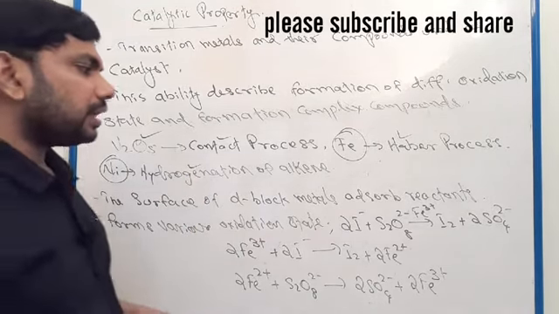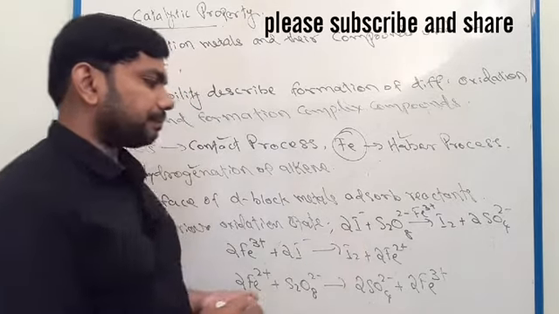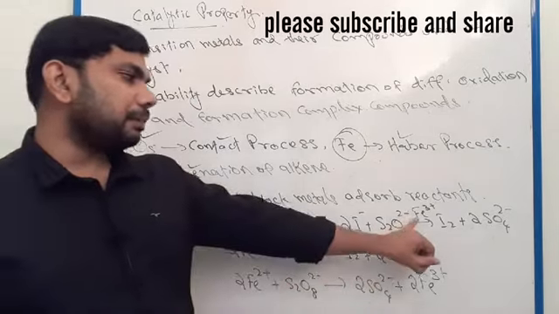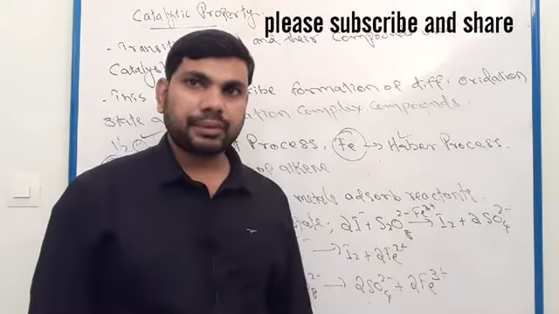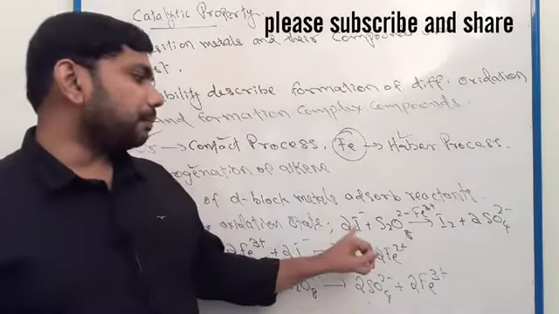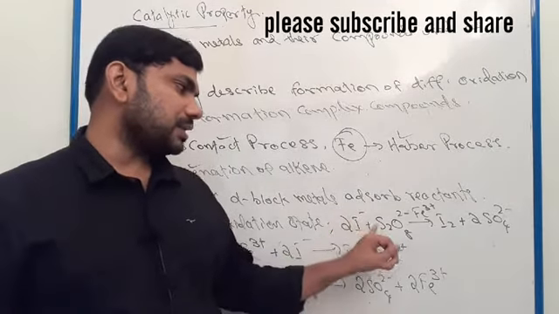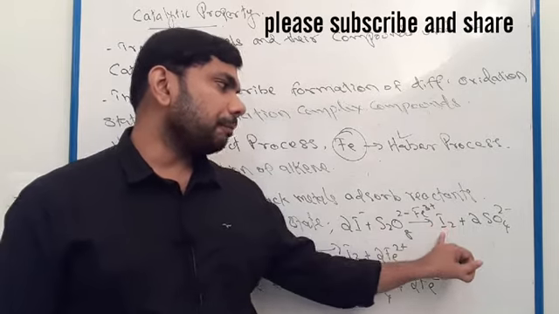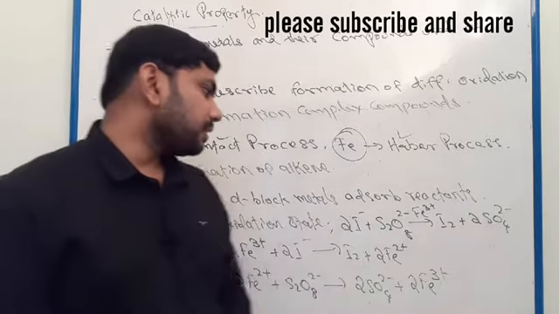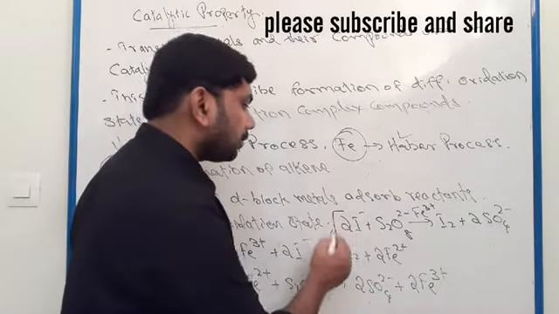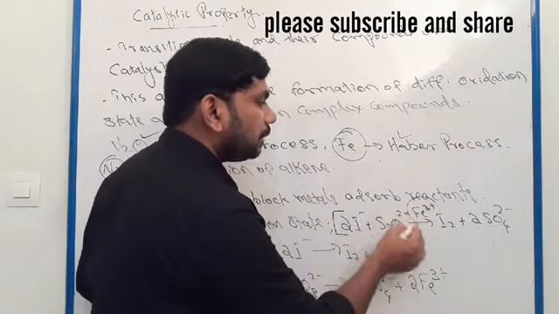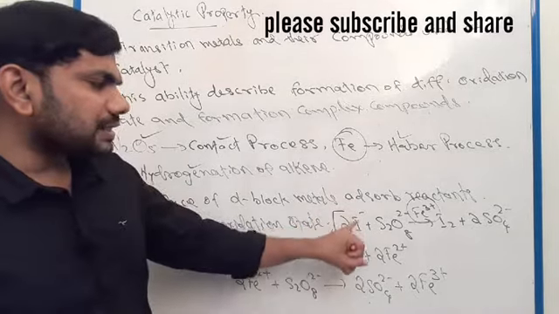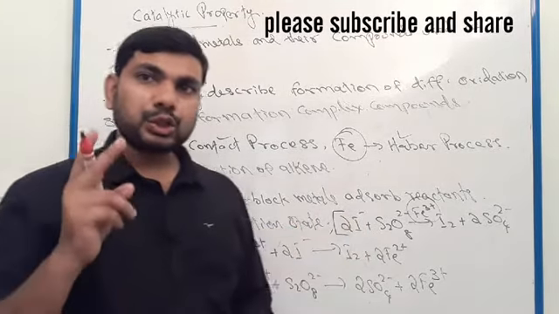Okay, so look here, this is one chemical reaction. Fe3+ is used as a catalyst. See here: 2I- plus S2O8 2- giving I2 plus 2SO4 2-. Here Fe3+ is the catalyst. Actually, this chemical reaction takes place in two steps.